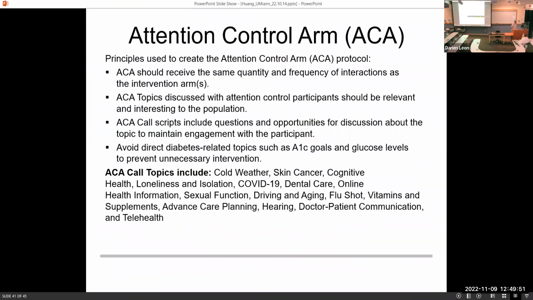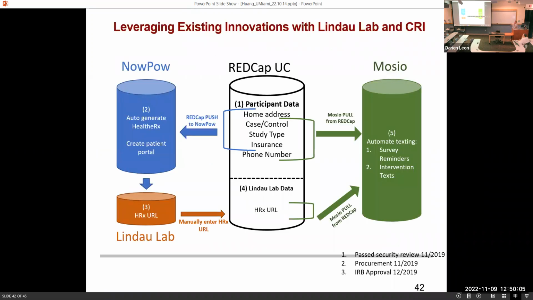And the attention control arm, we actually spent a lot of time developing this to follow best practices for conducting attention control trials, where we talk about something relevant to the older person, but it's not directly related to diabetes. And we actually have this fairly sophisticated informatics background where NowPow, the community resource referral system, is directly connected to REDCap, the survey tool that many of us use, and also connected to this text messaging company system called Mosio. So patients actually get their surveys via text. They get reminders about calls via text. This system supported this and other randomized controlled trials that I do with Stacy Lindau.